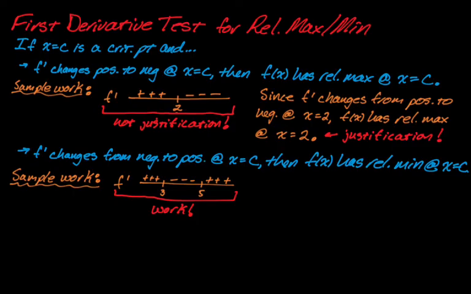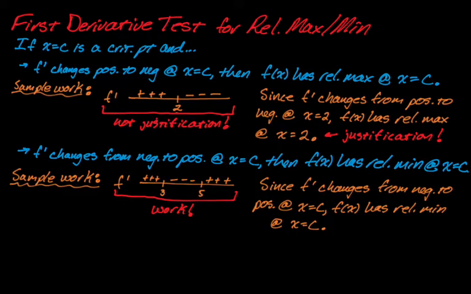This is not justification. Now what we do is we write down our words for justification. Here you can see I messed up. I just used a generic value of c. Since f prime changes from negative to positive at x equals 5, I did it everywhere, so let's change these to 5 and 5. There we go. Since f prime changes from negative to positive at x equals 5, f of x has a relative minimum at x equals 5. This is our justification. That's the kind of thing you're going to find yourself writing often. I think this is the most common way to justify a relative maximum or minimum.